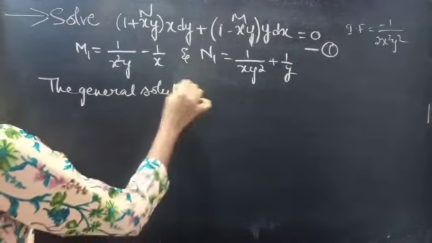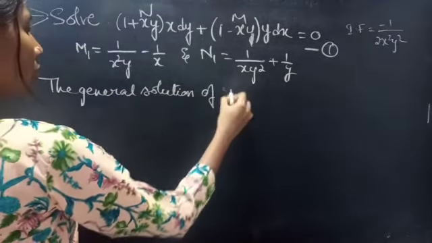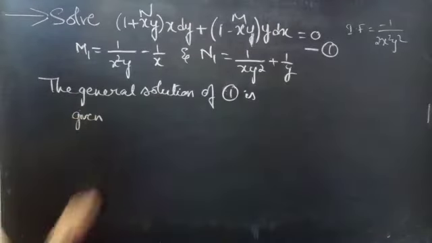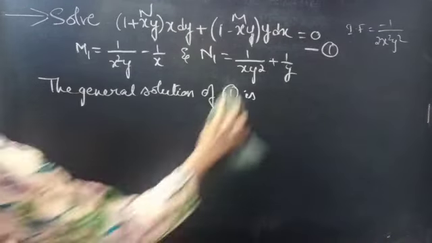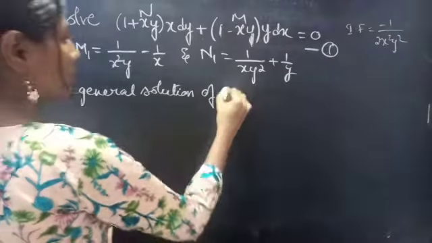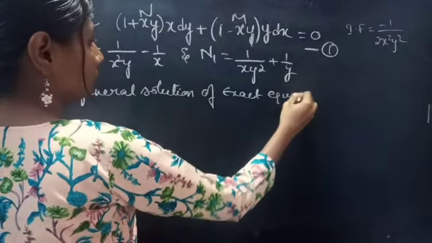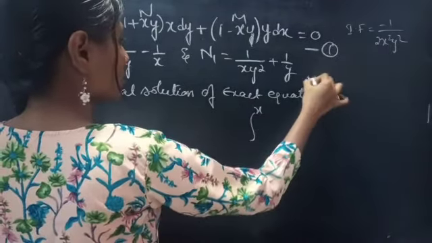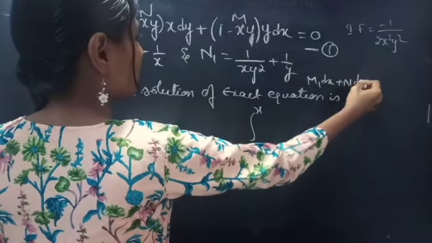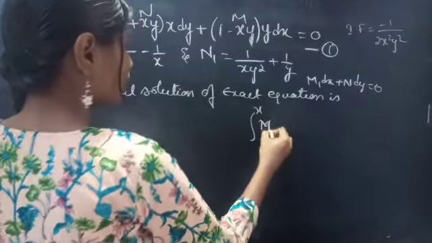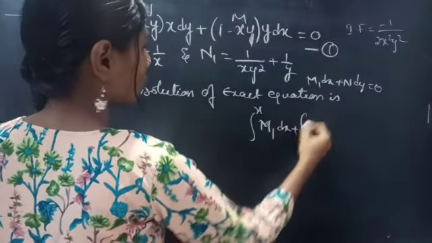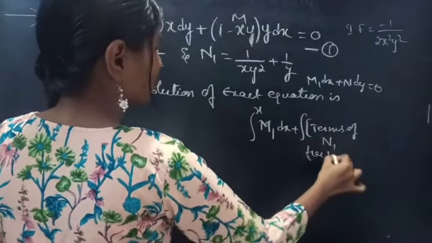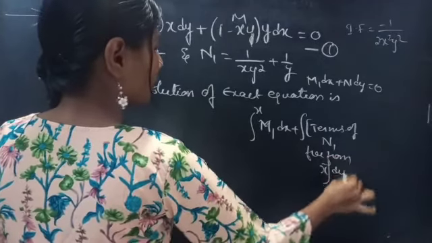The general solution of equation 1 is given by, we know that the general solution of an exact equation, m1 dx plus n1 dy equals 0, is given by integral over x of m1 dx plus integral of the terms of n1 free from x into dy equals c.